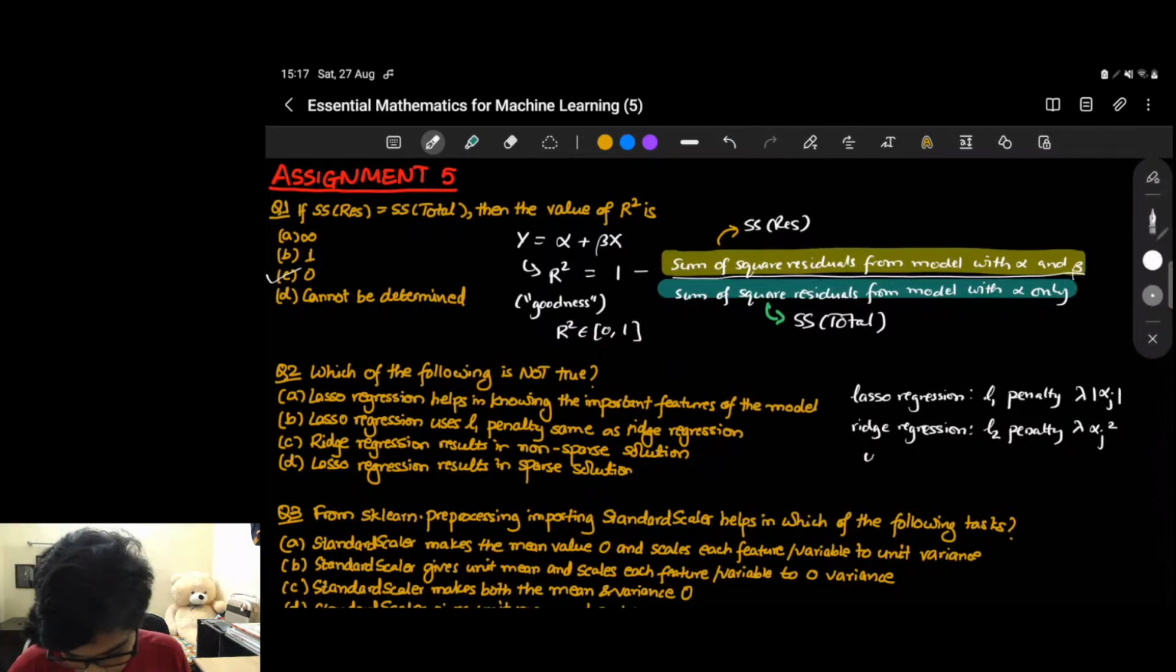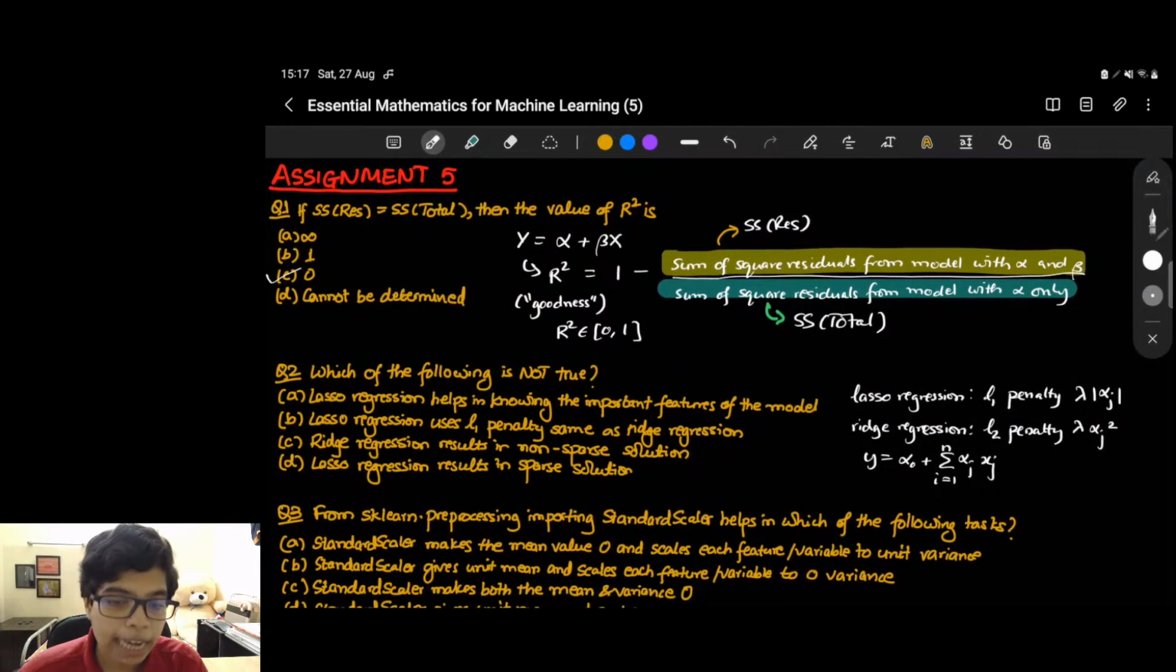And what these alphas are: y is alpha naught plus the summation of alpha j xj. So in Lasso, we use mod of alpha j to compensate for the overfitting problem that was discussed in the lectures, and in ridge regression, we use alpha j squared. Alpha j squared means the L2 penalty, or the L2 norm is being used, and mod of alpha j means the L1 penalty, or the L1 norm is being used. So let us look at these statements one by one.